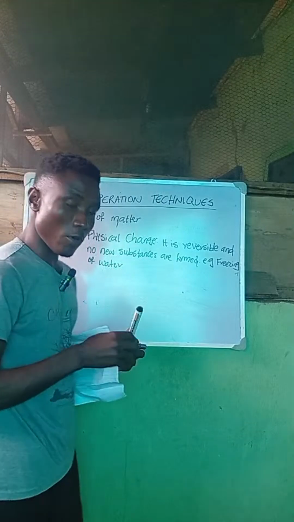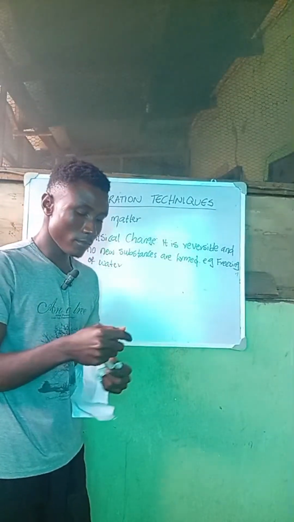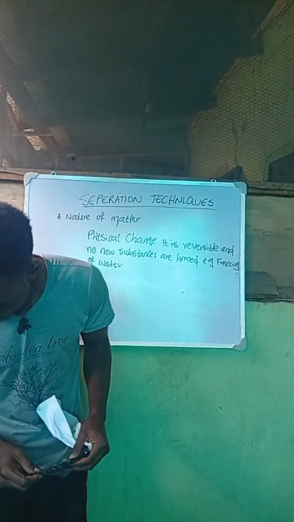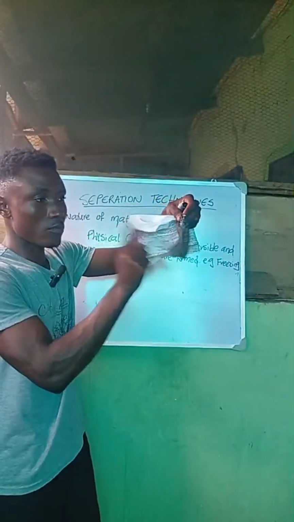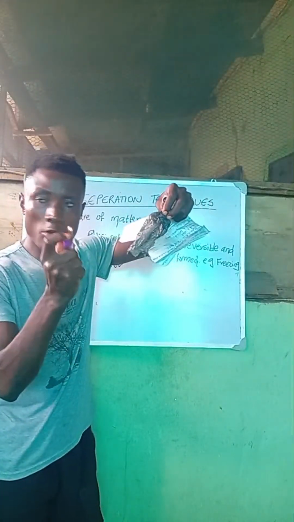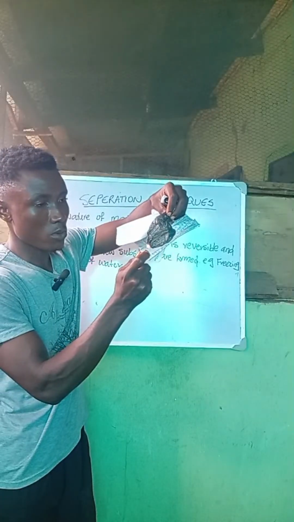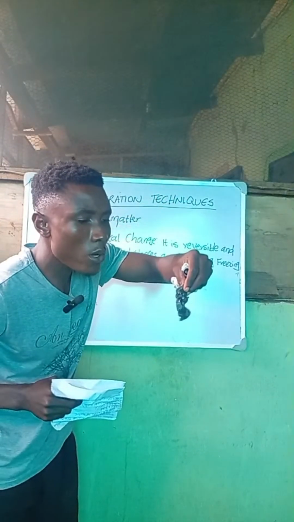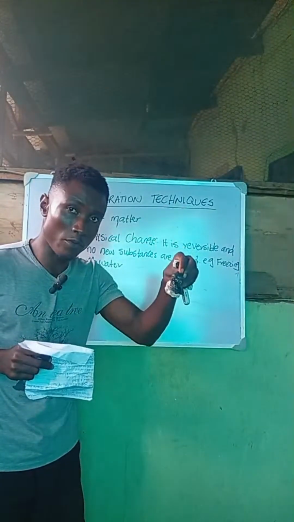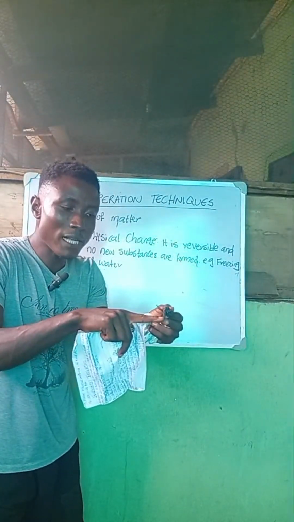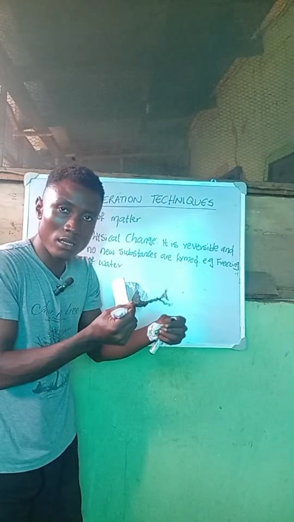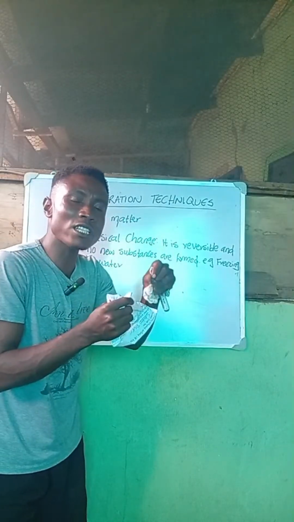Now let's talk about the chemical change. In a chemical change, it is irreversible and new substances are formed. This is my waterproof, and this is my lighter. So I want to burn this waterproof now. See, I am burning this waterproof. There is no magic I can do right now to get this waterproof back to the way it used to be. So this means that this process is irreversible.